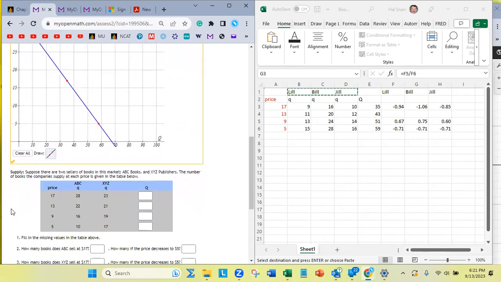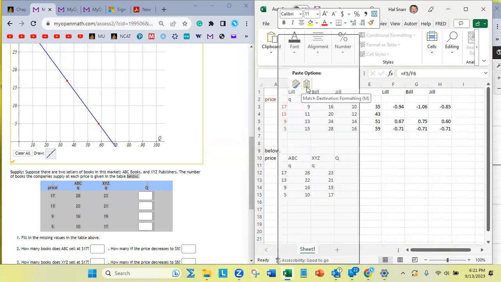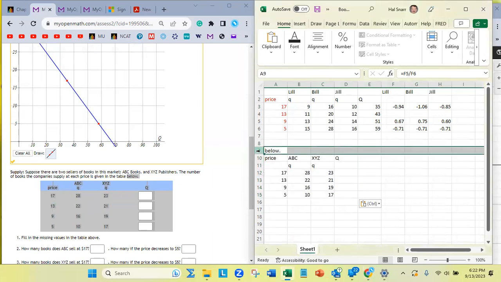Okay, now down here, we have two sellers of books in this market. We have ABC Books, and we have XYZ Publishers, right? So I want to copy this data. Again, I'm going to grab something outside of the table to preserve the table formatting, so it's not all pasted into one cell. And then I'm going to right-click on cell A9 and click the second option, Match Destination Formatting. Then I can delete that right there.